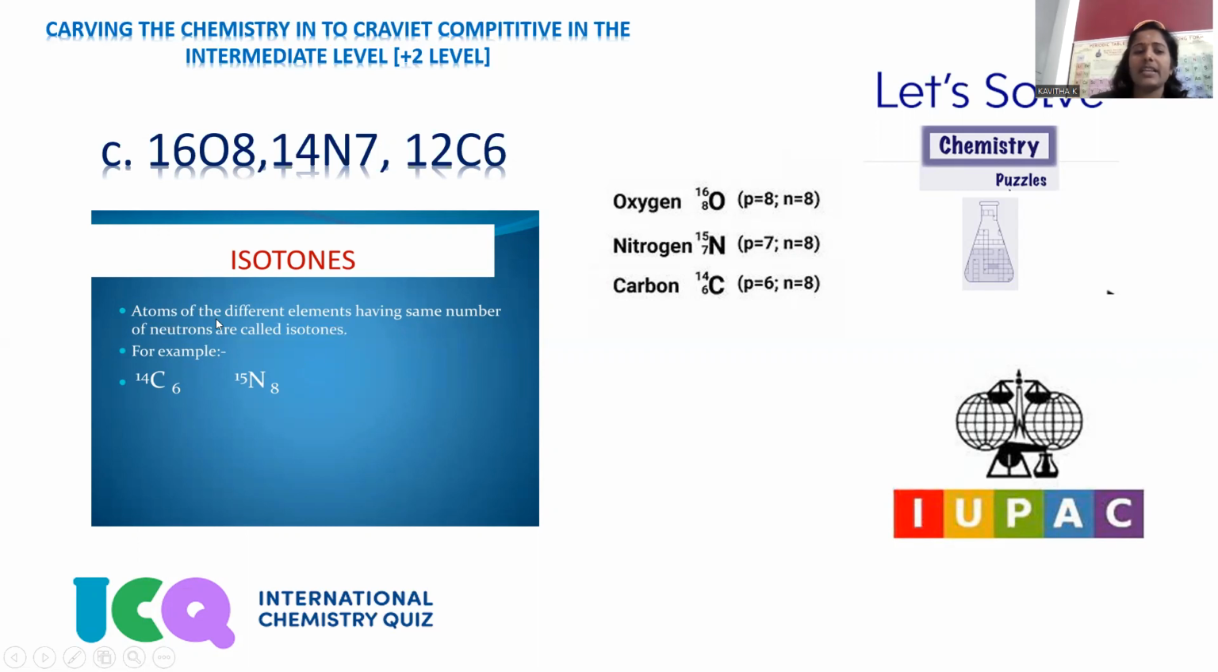Isotones are defined as atoms of different elements. The elements are not similar. Here it is oxygen, nitrogen, and carbon. So different elements but having the same number of neutrons. This is the reverse of isotopes. In isotopes, the neutron number is different. In isotones, the neutron number is the same. Carbon, nitrogen and oxygen all have 8 neutrons, so all three are isotones only. This is the way we can give the relation between these three elements.